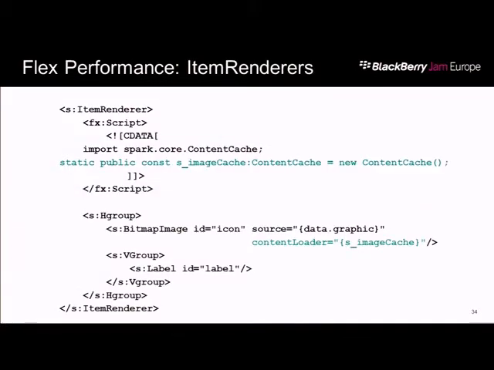When you have a list of data inside your application, you have the item renderers. Item renderers are on the list. Each item has a renderer, a component that will draw it on the screen. So when you use it, you can have a bitmap as an icon inside the item renderer. So when you need to make a thumbnail or an icon for each row, you must use a content cache object that will help you to keep the image cached in the memory.